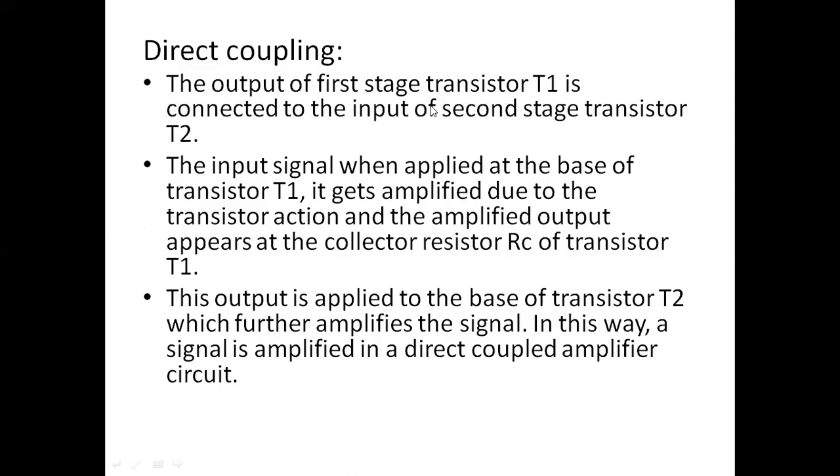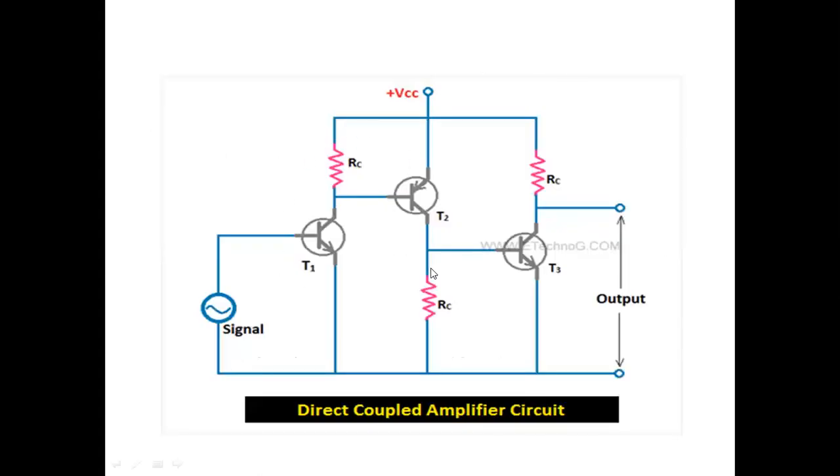What is meant by direct coupling? The output of the first stage is connected to the input of the second stage directly. This type of coupling is known as direct coupling. There is no capacitor and no transformer; the output of the first stage is connected to the input of the next stage directly.